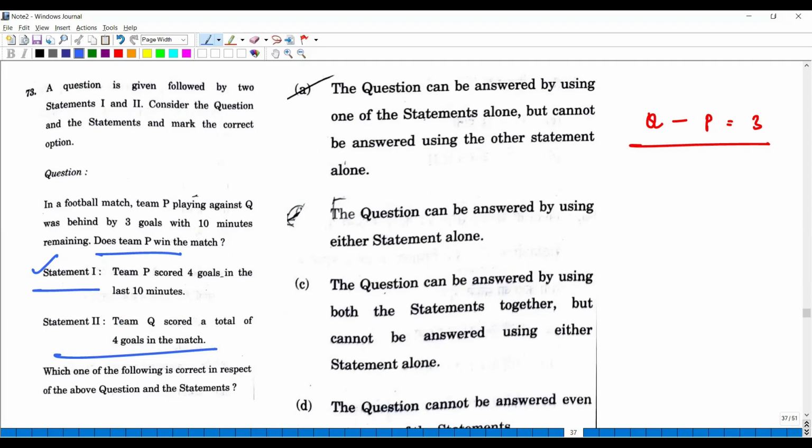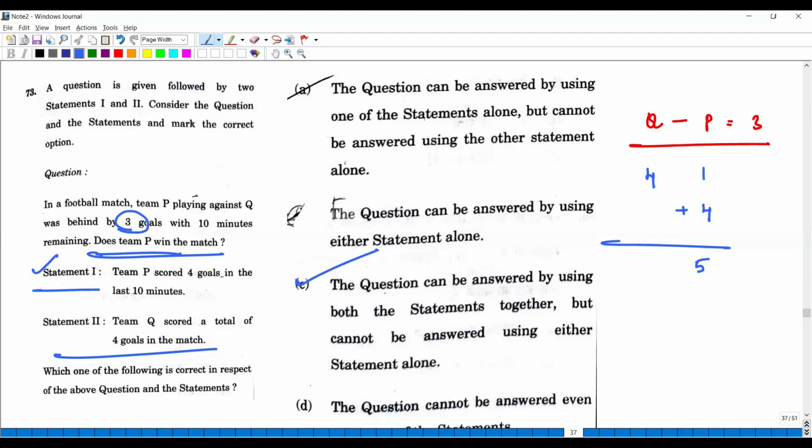Okay. But if you combine both, it will be very much clear that P scored 4 goals in the last 10 minutes. And Q scored a total of 4 goals in the match. So you can say Q is only 4. Right? Before 10 minutes, what happened? P scored only 1 goal because 4 minus 1 is 3. But in the last 10 minutes, what happened? P scored 4 more goals, therefore 5. Therefore, you can say that the winner is P, but only if you combine both the statements. So the answer is answered by using both the statements together, but not individually.